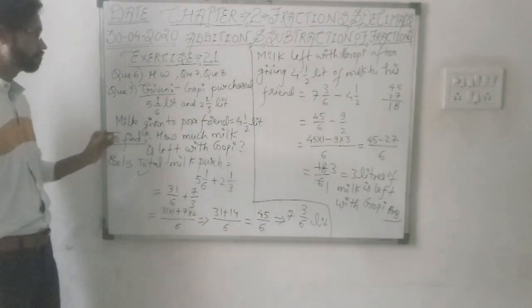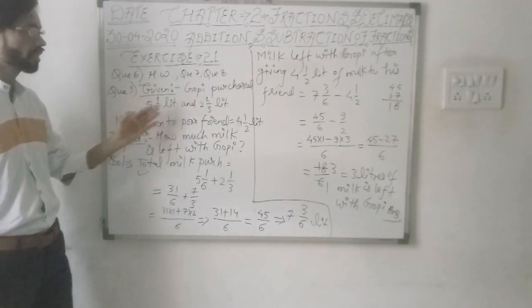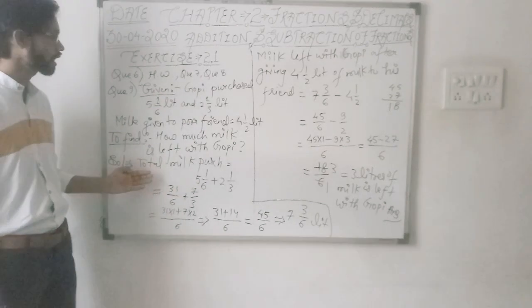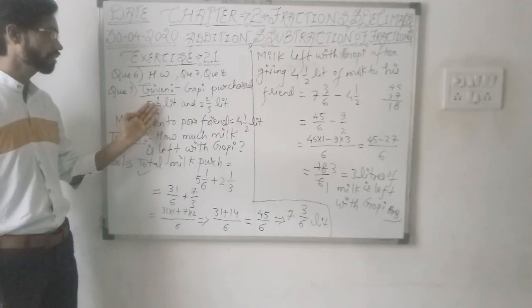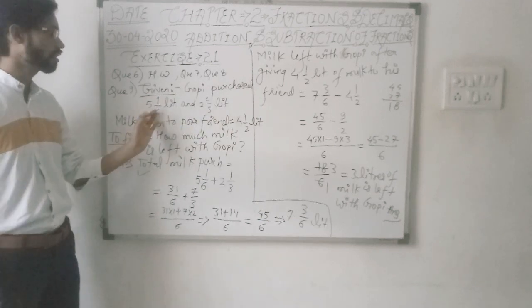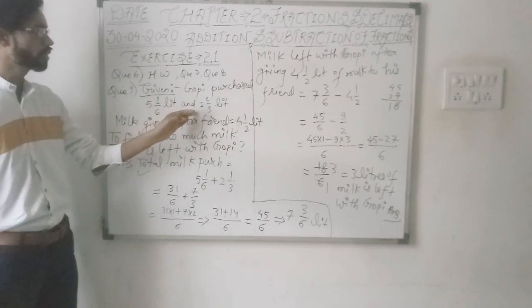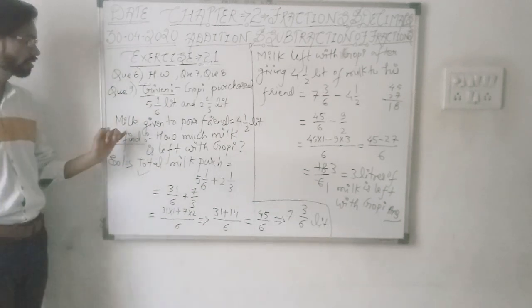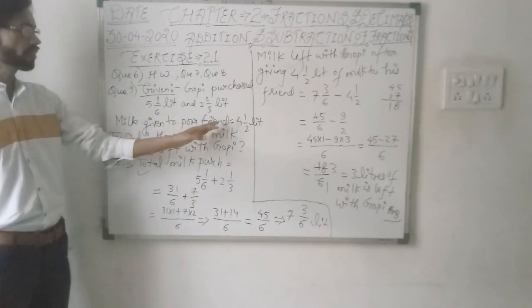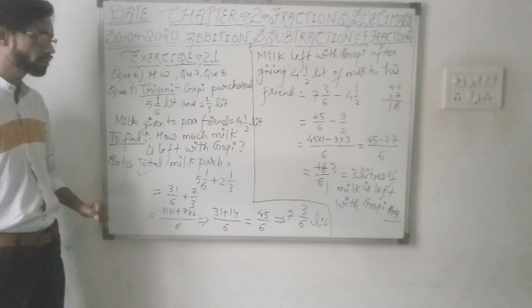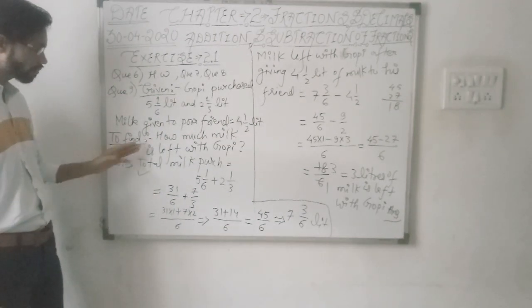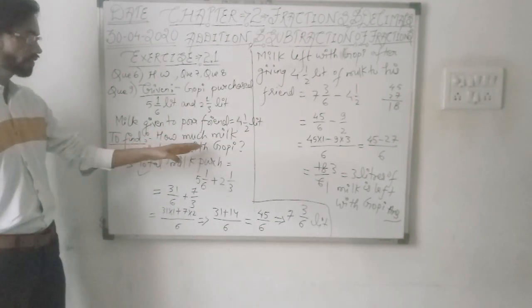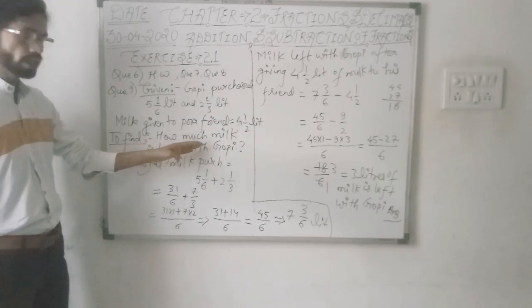Okay, so see what we have done. Let us recall and revise it once again in this question. Firstly, what we have written, given: Gopi purchased 5 and 1 by 6 liters and 2 and 1 by 3 liters of milk from the two shops. Then he gave milk to his poor friend, that is 4 and 1 by 2 liters of milk. Then how much milk is left with him? This we have to find.